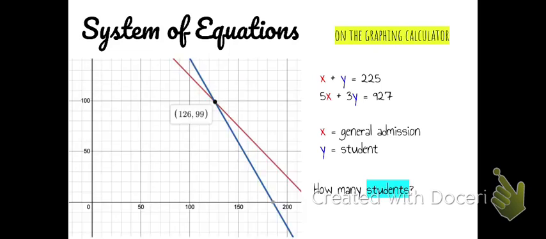This is what you'll see when you graph these 2 equations. What is the answer? Is it 126 or is it 99? It's asking how many students, which is the Y coordinate, so I would answer 99.